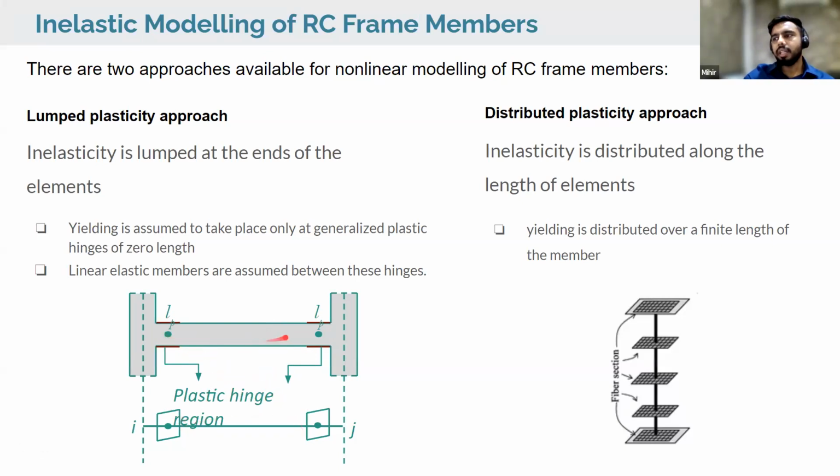The reason we are choosing it at the ends or at the connections is that this is the location where hinges are generally formed and the mechanism is observed. So that is the reason to provide it in that manner. Then the second approach is the distributed plasticity approach. Here inelasticity is distributed along the length of the elements, and yielding is distributed over a finite length of these members. A fiber section is an example of that, where we provide fiber sections at different locations. In today's model, we will be using the lumped plasticity approach only.